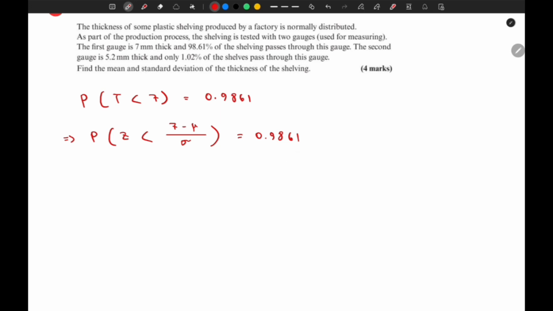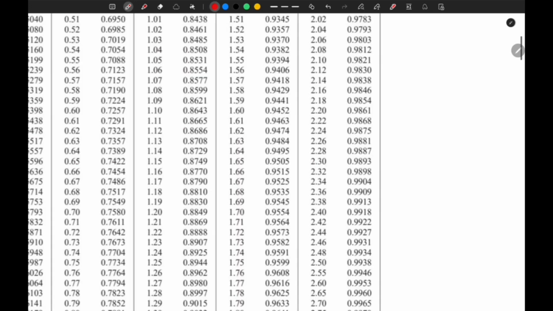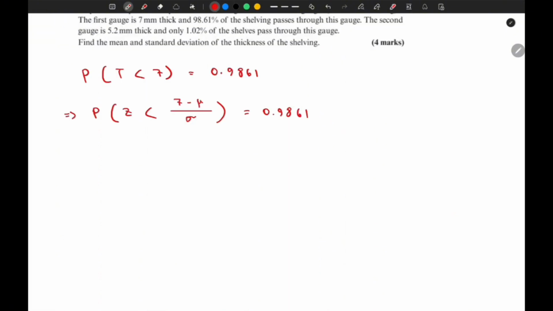Now we just need to find out the value of Z. So when the probability is 0.9861, the value of Z is 2.2. So we can say that (7 minus mean) over the standard deviation is equal to 2.2. From this we can create an equation: mu plus 2.2 standard deviation is equal to 7. So this is our first equation.